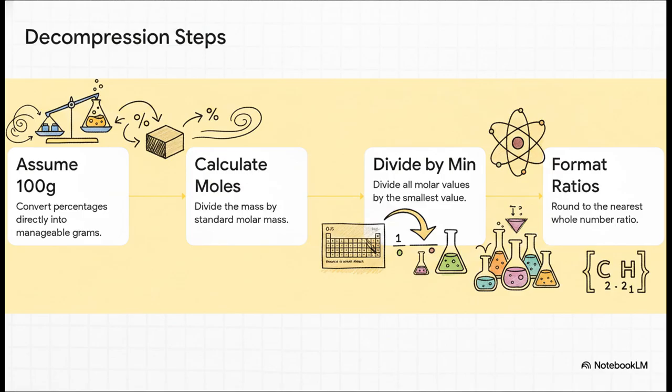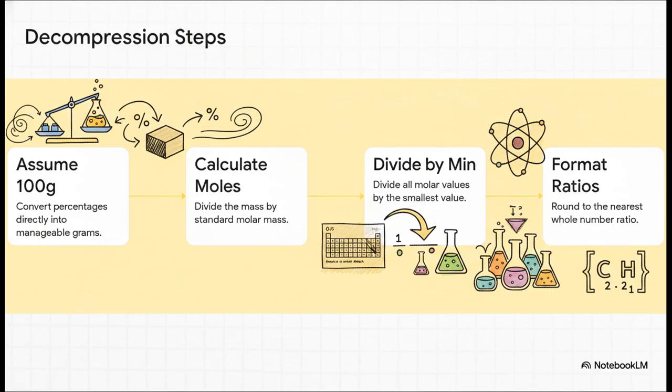As systems architects, you must execute these instructions strictly to avoid syntax errors. Let's walk through the exact standard operating procedure. First, assume a 100-gram sample. Now, this step might sound like a bit of a hack, but it's incredibly elegant. If you're given percent composition, this simple assumption instantly converts your percentages directly into manageable grams without altering the ratio at all. Subsequently, calculate the moles for each element using its standard molar mass from the periodic table, transforming weight into actual atomic counts.